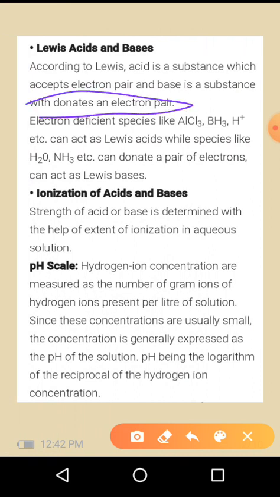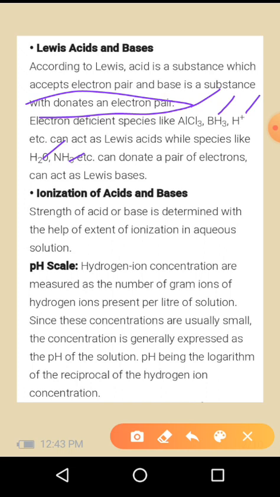Electron deficient species like AlCl3, BH3, H plus, etc. act as acids because they will accept electrons. And some species like H2O, NH3 are electron rich species, and they will act as bases. So this is the Lewis concept of acids and bases.